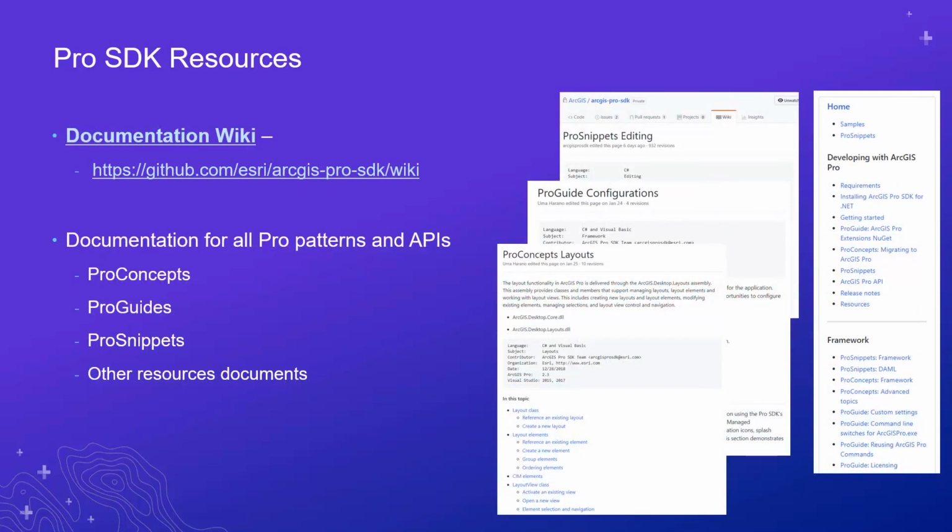The documentation wiki, which is on GitHub, is the location where you'll get all the documentation for all the Pro patterns and APIs. There are Pro concept documents, which can provide you extensive information on introductory topics. There are Pro guides, which walk you through how to get started and actually walk you through a full set of creating an add-in on key areas. There are Pro snippets, which you can leverage inside of your solutions, and other resource documents on advanced topics on the SDK.